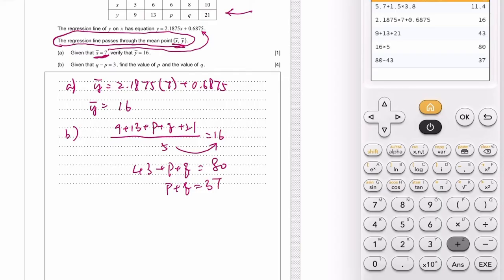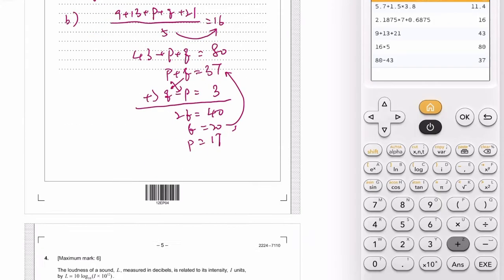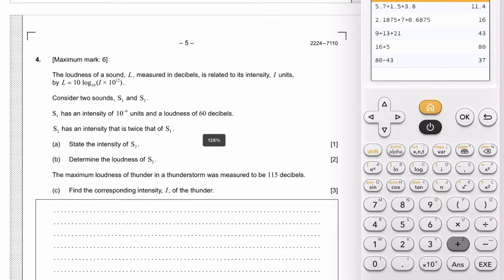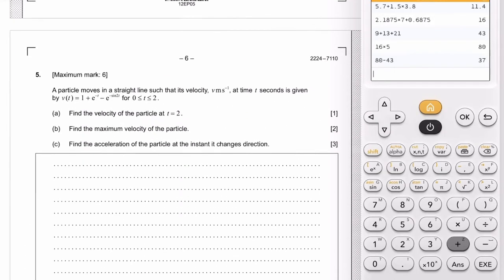So P plus Q is 37, but we also know Q minus P is 3. So we can add them up. P plus negative P cancel out. Q plus Q is 2Q. So it's a simple simultaneous equation. Once we know Q, we put it back in here, so we know P. But of course, the calculator can also solve it for you if you need that. But you probably shouldn't need that, because otherwise, how would you handle paper 1?